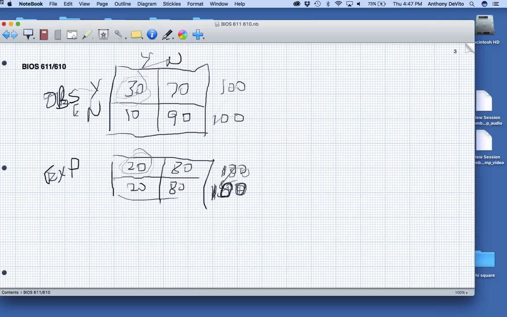The way I'm going to quantify how big the difference is, I'm going to take the observed values and subtract the expected values from them. That will give me the difference, right? So that's going to be 10. This one is going to be minus 10. This one's going to be plus 10. This one's going to be minus 10. So when I add the differences together, I wind up with the same problem I had before: all of the differences add up to 0.